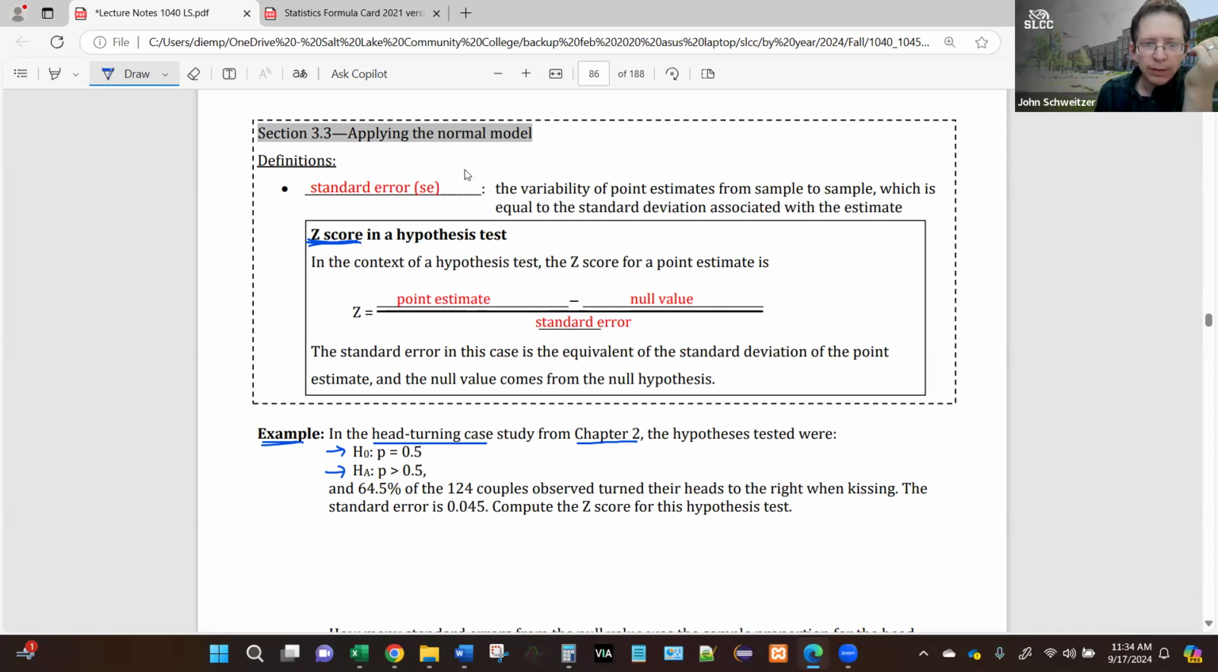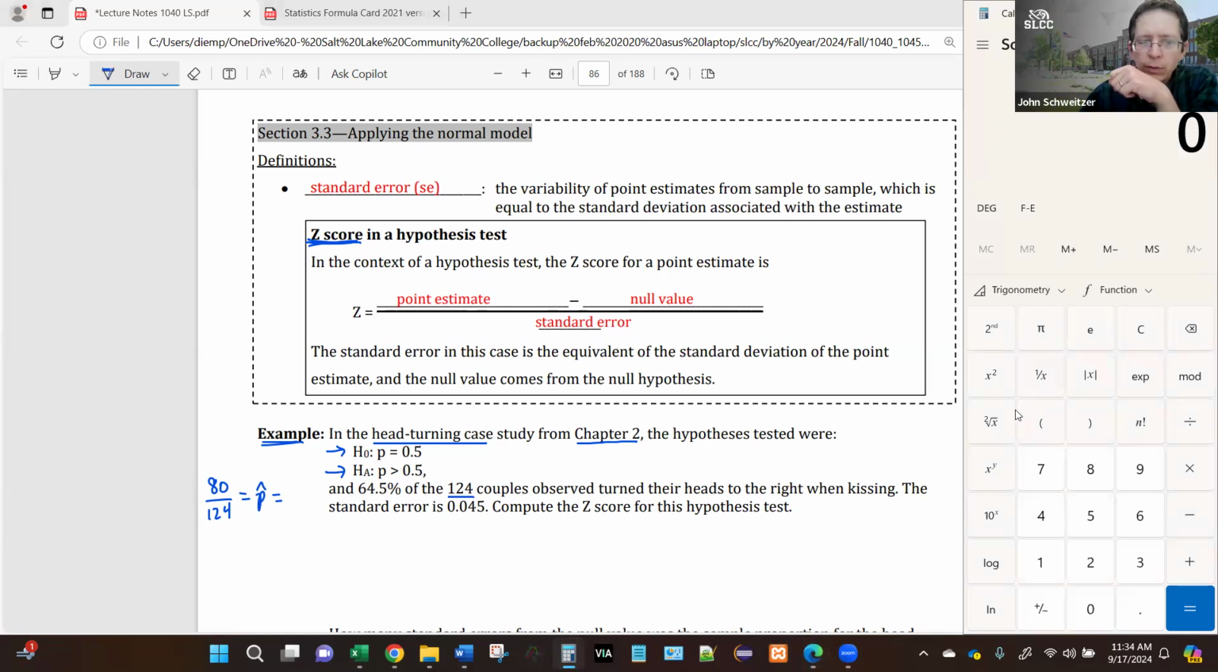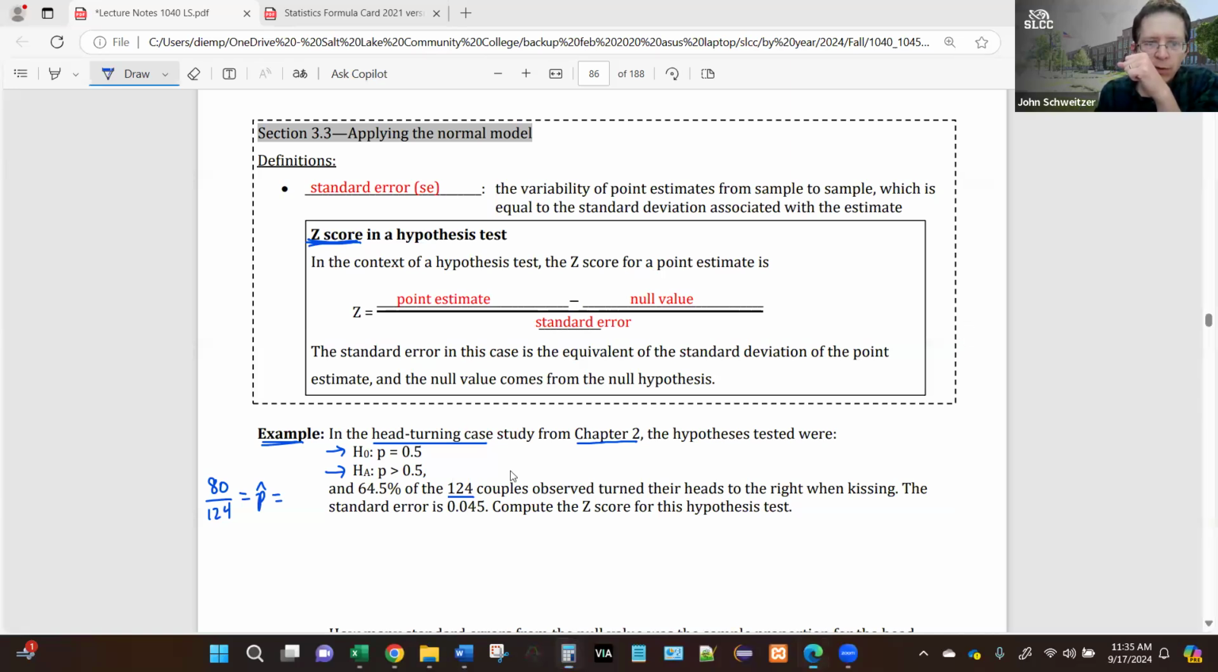Then, of course, we need a data set. So he went out and it's kind of weird, but he basically observed people, 124 couples. We've talked about this example several times. We go 80 divided by 124, and we get our sample proportion, 0.645. So about 65% of people were turning to the right. We call that p hat. It's the number of right turns divided by the total sample size.